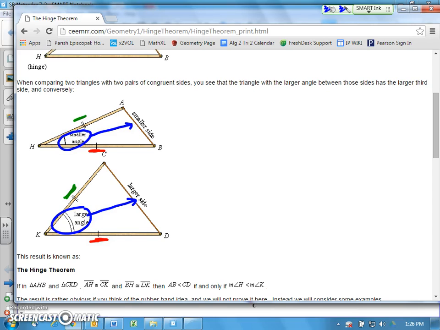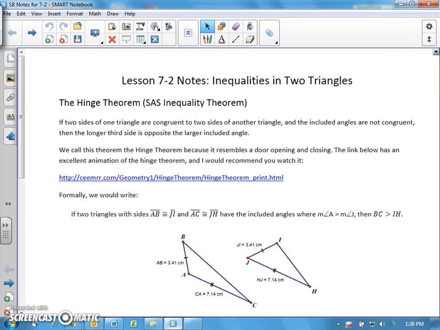There are some examples below, and I would encourage you to take a look at those if you are interested in more information about this. But we're going to go back to the notes at this point.